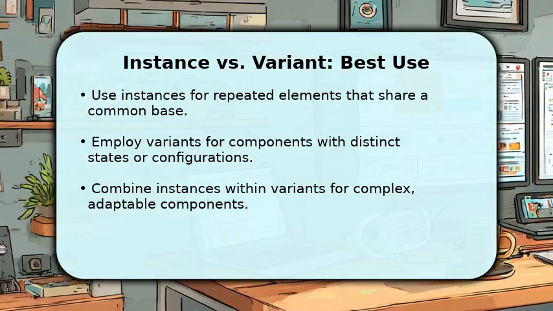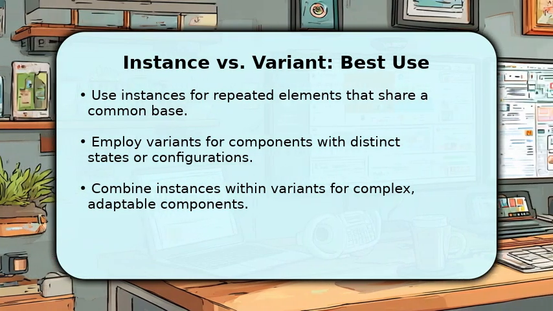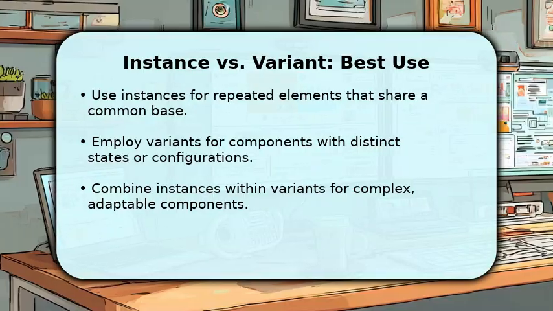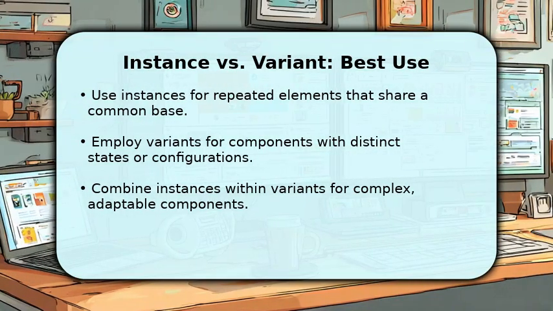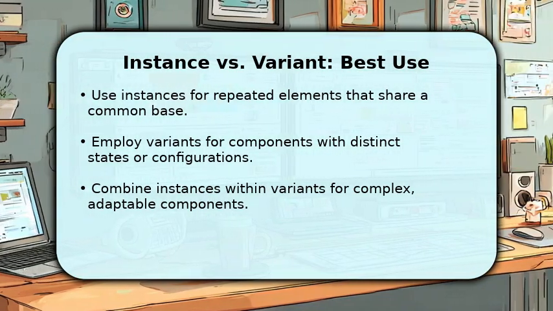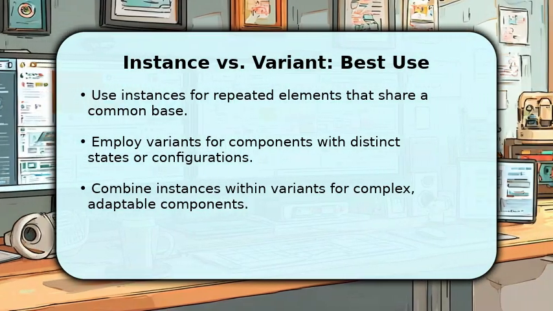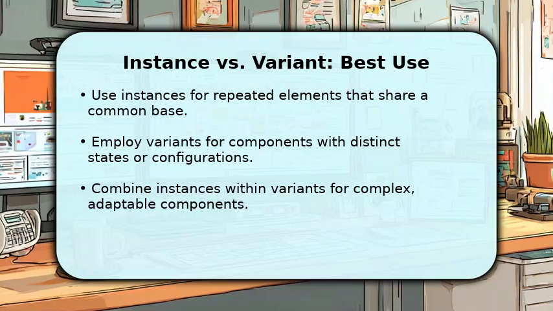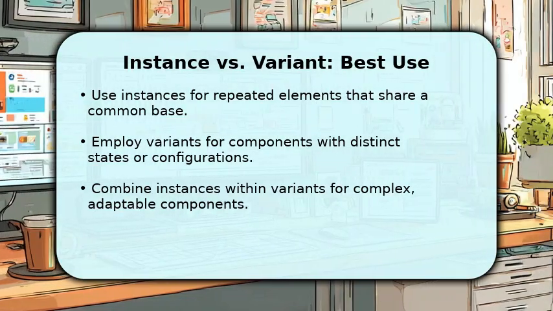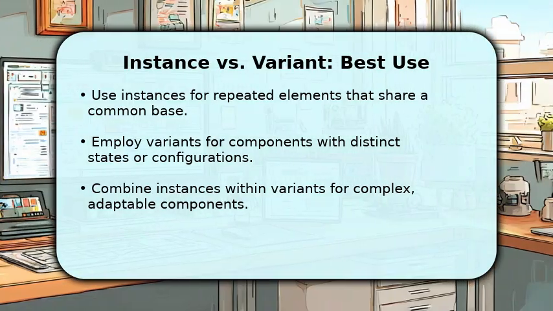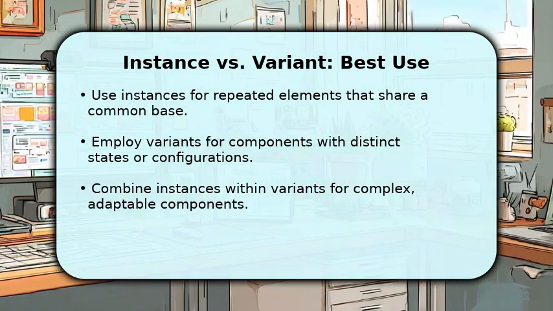Use instances for simple repetitions of a base component, like multiple icons or avatars. Opt for variants when a component needs distinct states or configurations, such as a button with different sizes or themes. The real power often comes from combining them, using instances within your variant sets. This approach allows for maximum flexibility and scalability, creating a robust and easily maintainable design system.